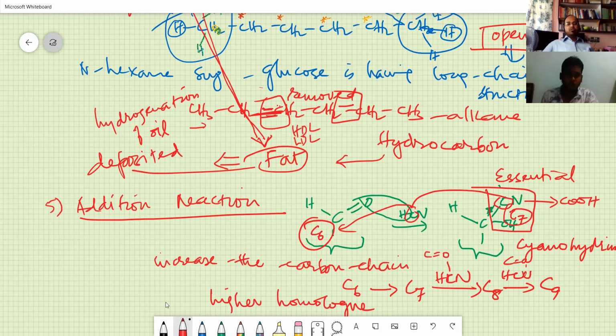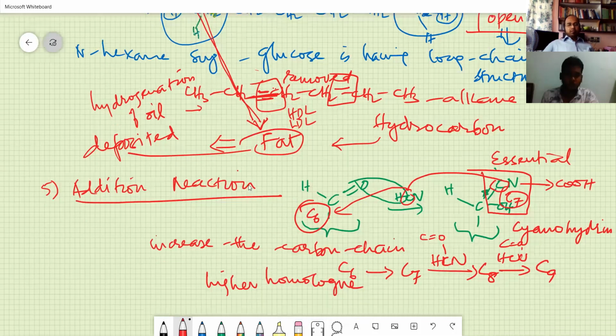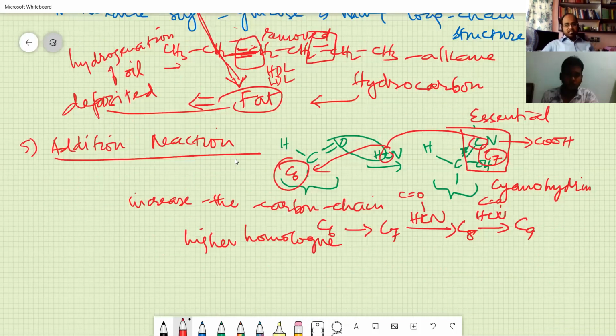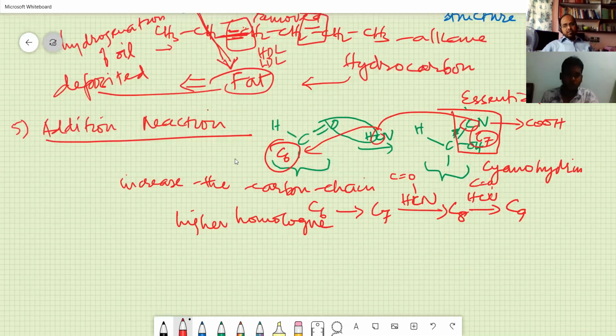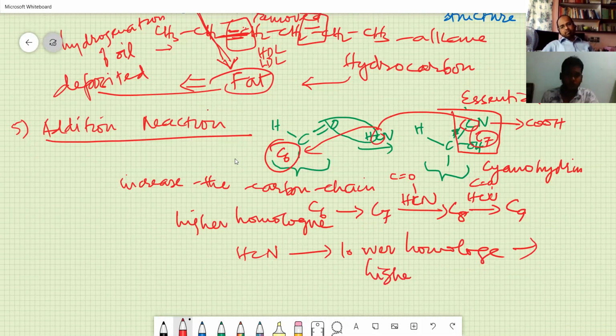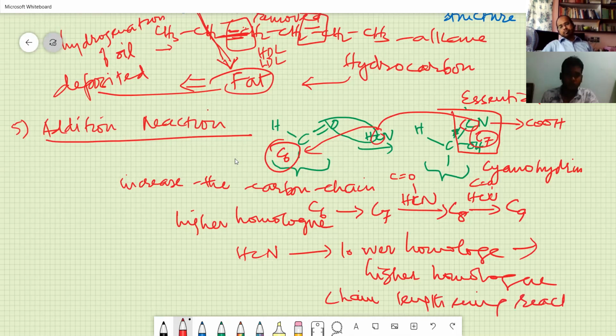There are certain things which you should not forget. If you do not forget the reactions, well and good. But important things like HCN is used to convert lower homolog into higher homolog is a very good point to remember. You also call this chain lengthening reaction. Chain is being lengthened. Chain lengthening reaction.